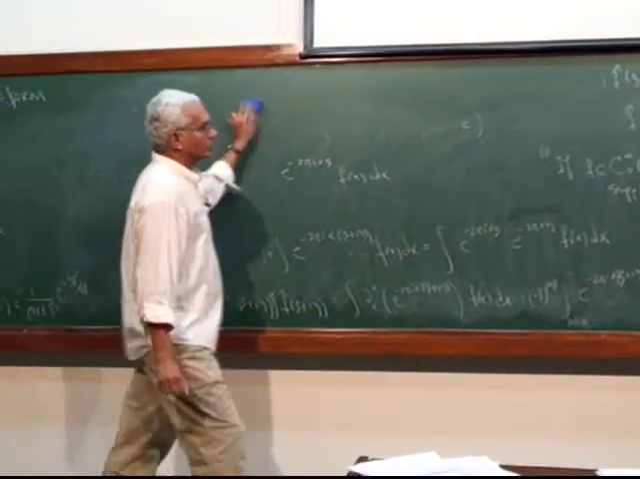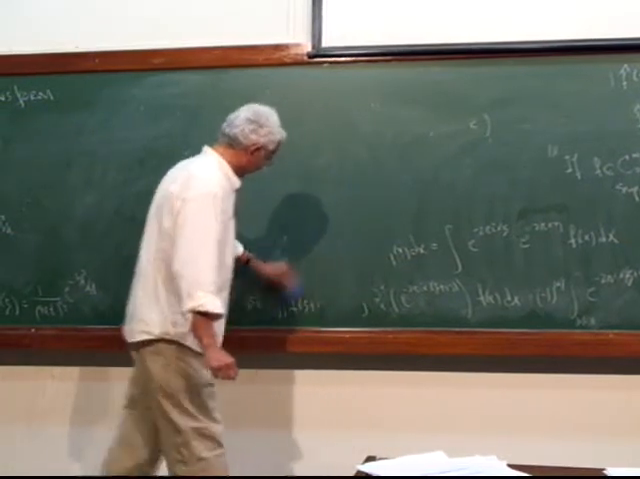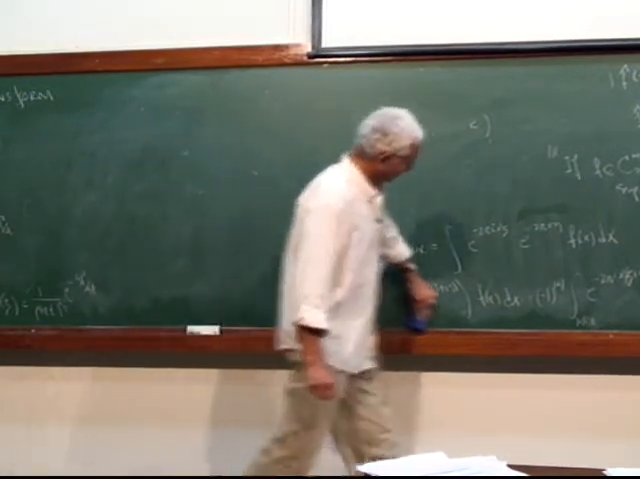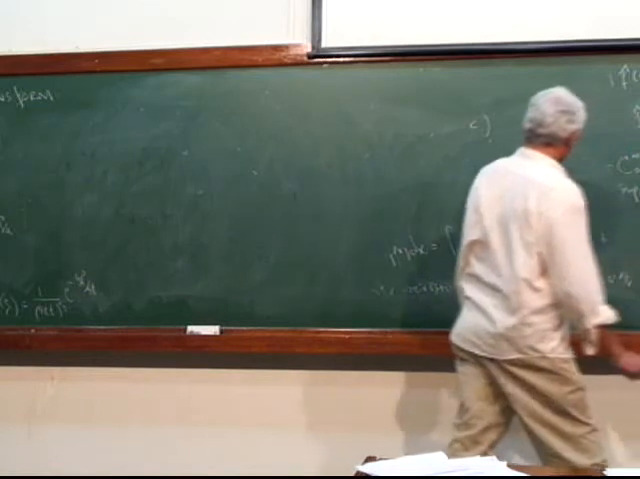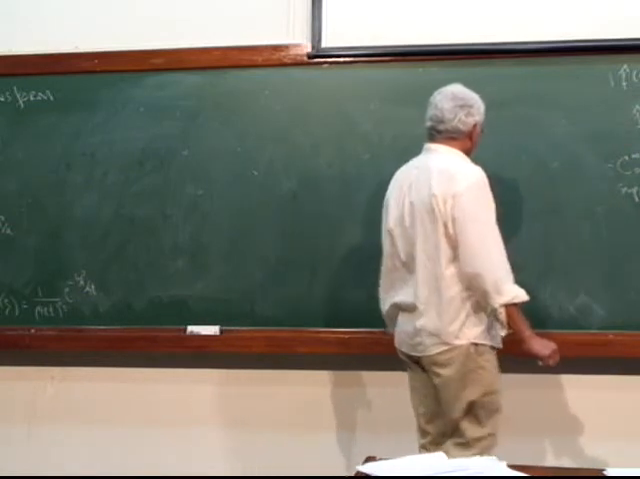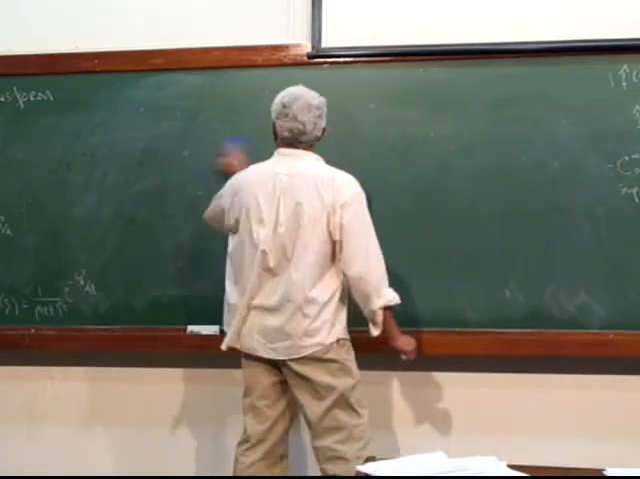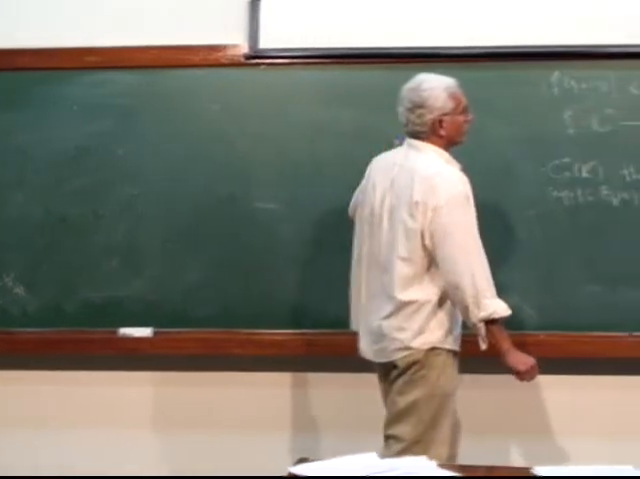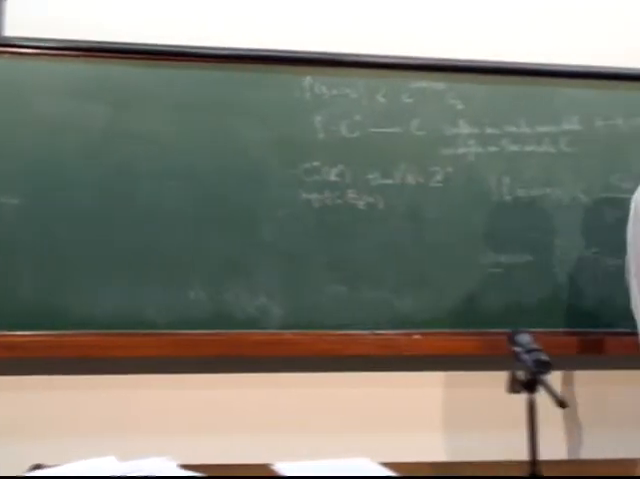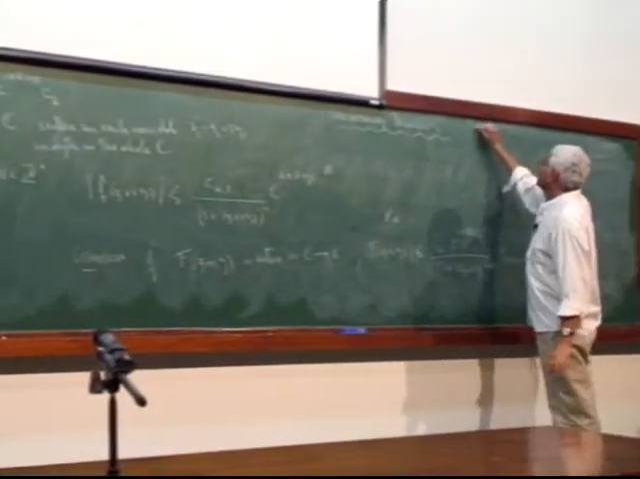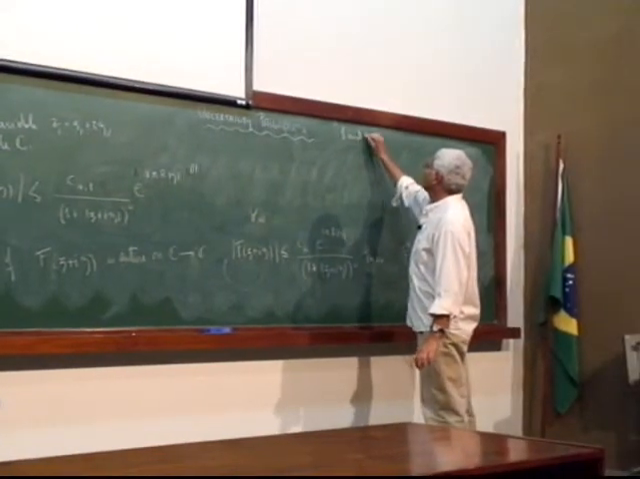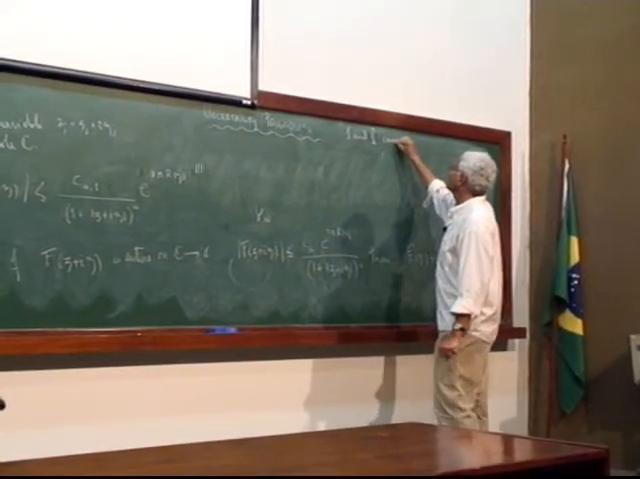Okay, let's go to the uncertainty principle. And let's start with the simplest one. The uncertainty principle says, very roughly, that f and the Fourier transform cannot both be too concentrated.